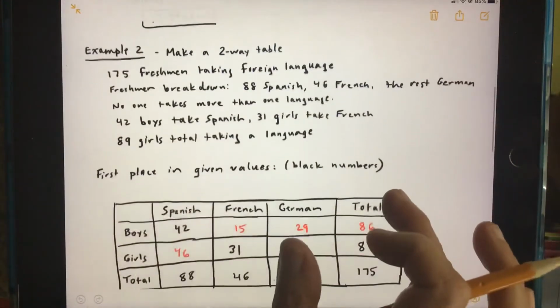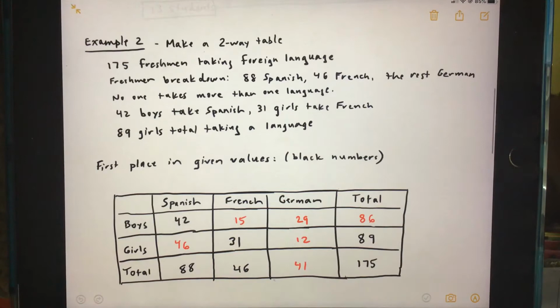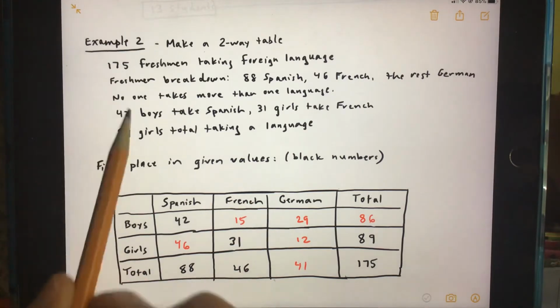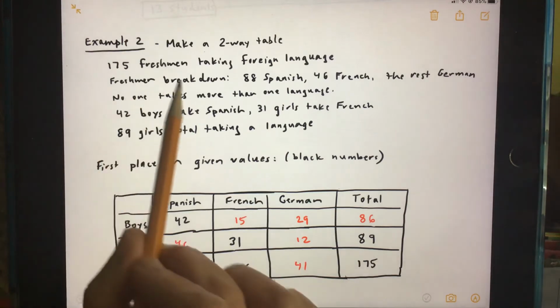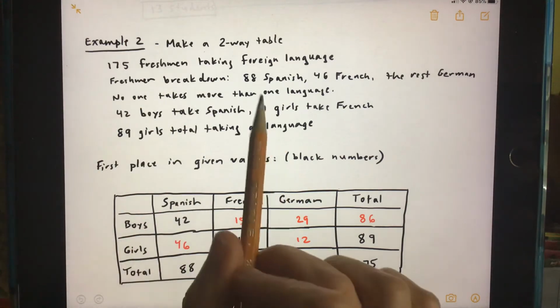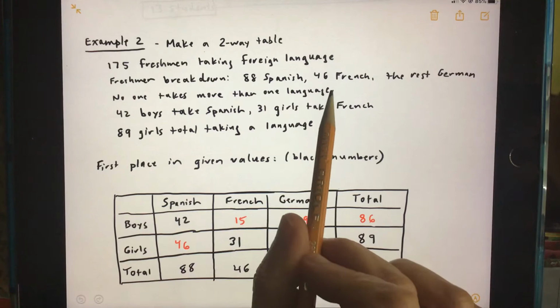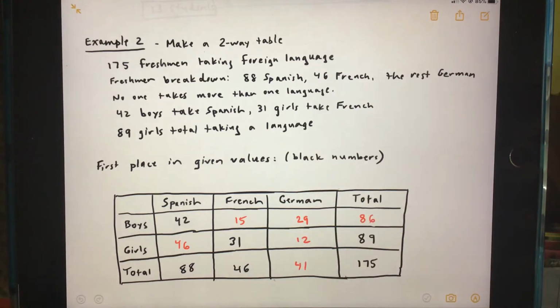Example 2, now we're to make a two-way table. This is a little trickier because we have to go from the known to the unknown. First let's just get ourselves oriented. We're told that there are 175 freshmen who are taking a foreign language. The freshman breakdown of language takers are 88 are taking Spanish, 46 are taking French, and the rest are taking German. They don't give us a number for that. We'll figure it out in a minute. No one takes more than one language. That would complicate it quite a bit, but that's going to make it easier for us, knowing that every student is either in Spanish, French, or German.